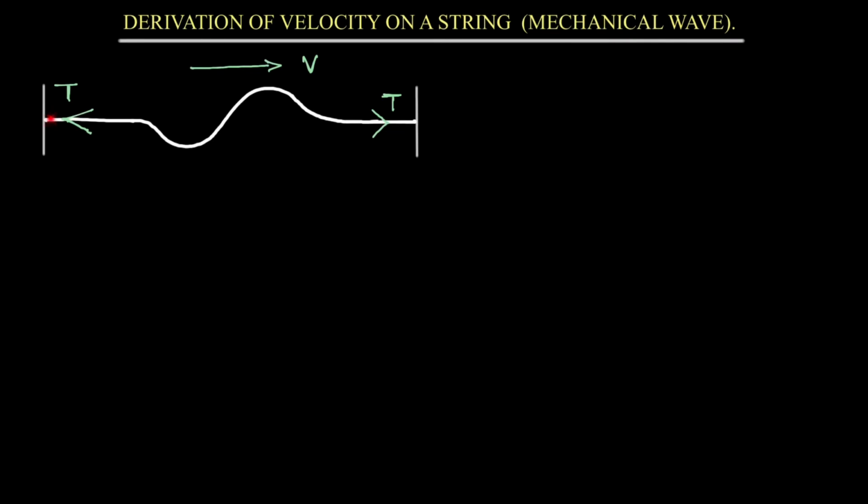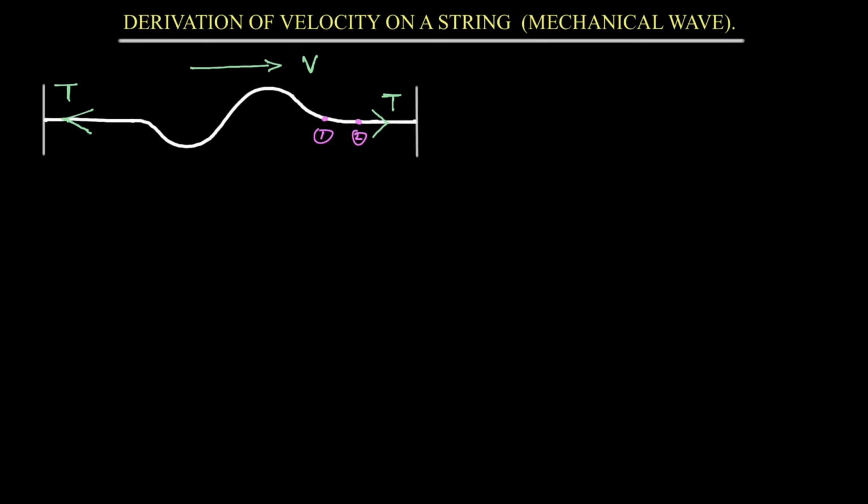Derivation of velocity on a string. This is a mechanical wave. We've got a string here, and the string is experiencing a force that's moving in this direction with a velocity v, and hence there's a tension here, and another tension here. If we pick 2 points, we call them point number 1 and point number 2.